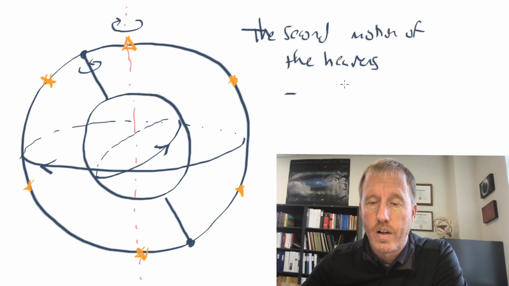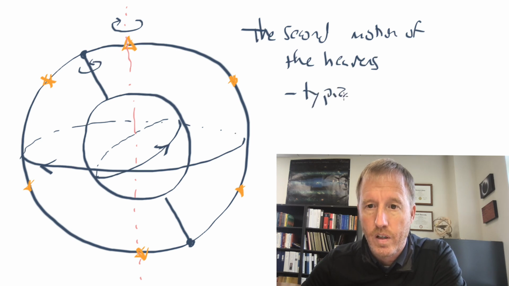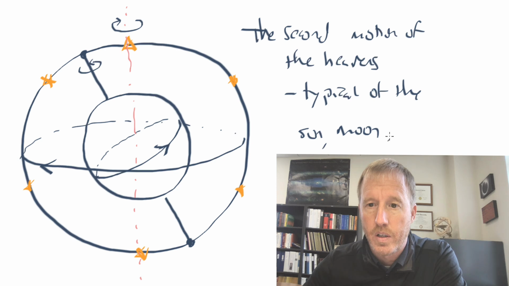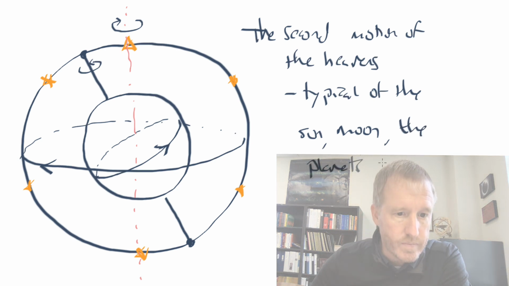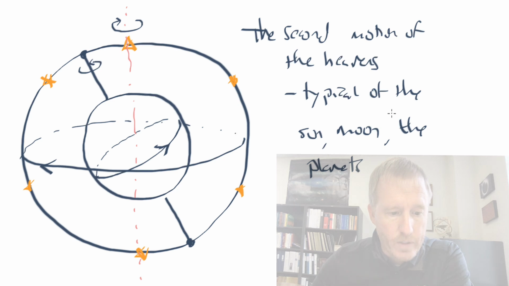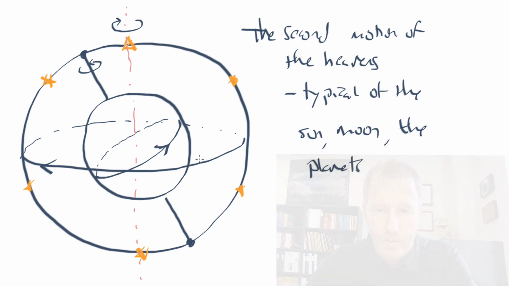And this is typical of the sun, the moon, and the planets. Okay? All right. And so he points out here, let me draw a few other things to highlight some important points that he mentions.